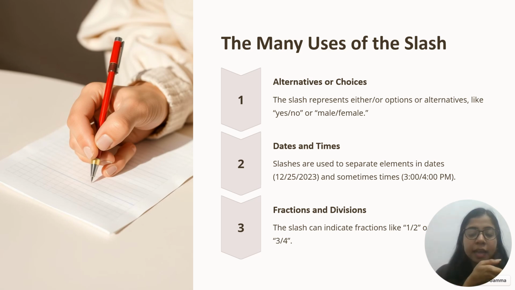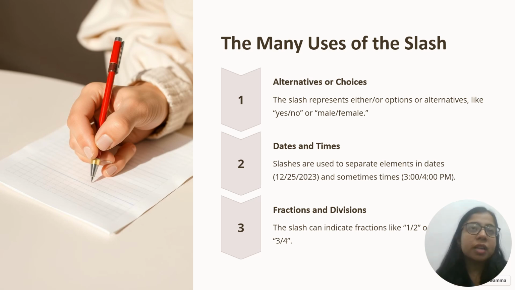Slash is a sideways line. Okay, and choices like yes or no, so yes/no. Okay, male female, male/female. Then it is dates and times. When we are writing a date, like today's date, like 13/5/22, we put a slash after 13, then after 5. Okay, so for telling the dates and times we use slash.